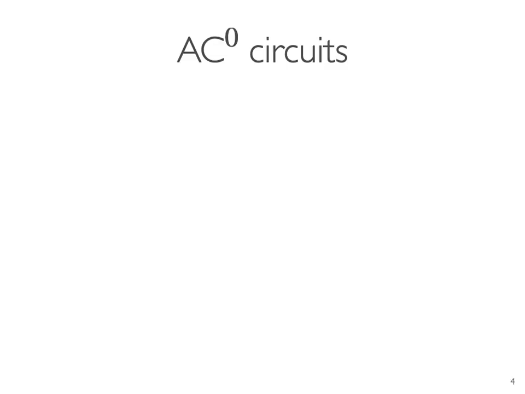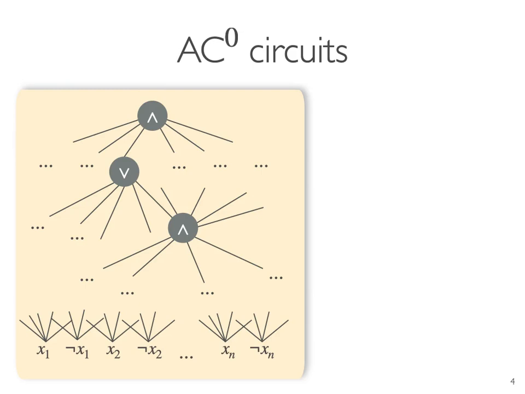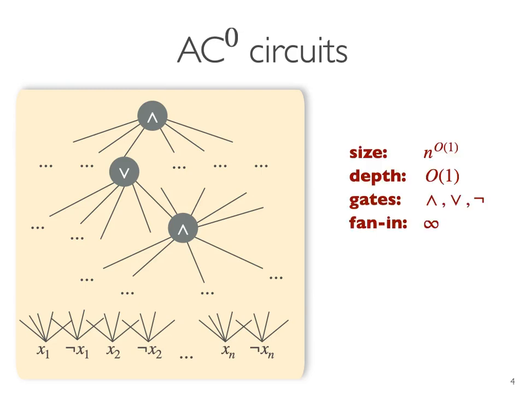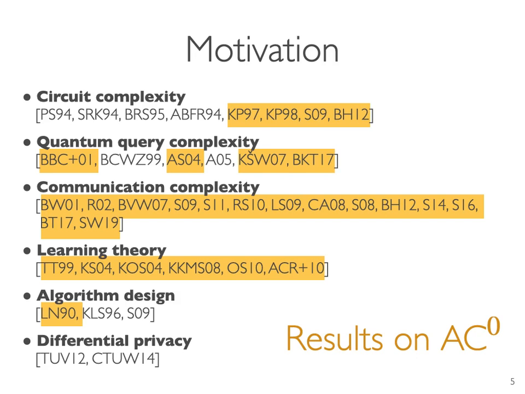Approximate degree has been particularly valuable in the study of the class AC0 in circuit complexity. An AC0 circuit, pictured here, is any circuit of polynomial size and constant depth, made up of AND, OR, and NOT gates of unbounded fan-in.